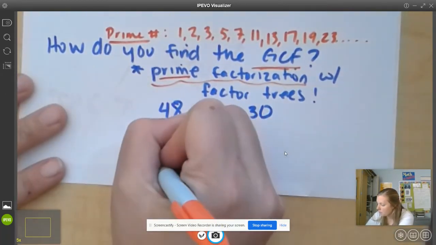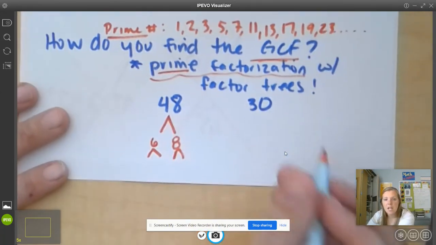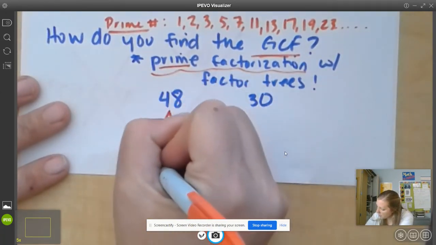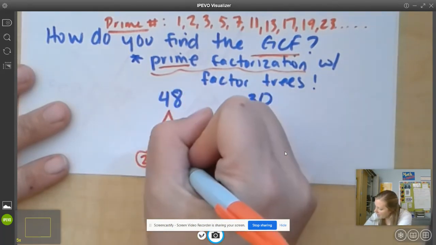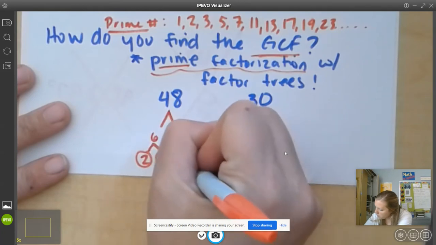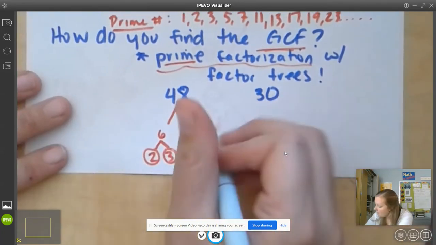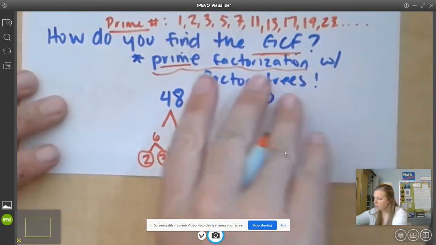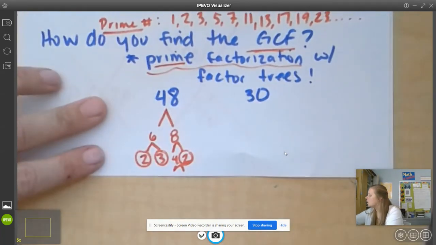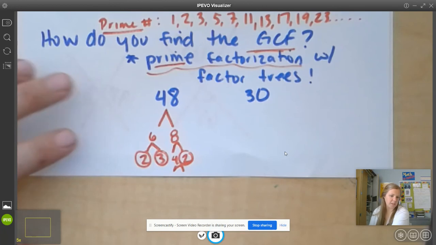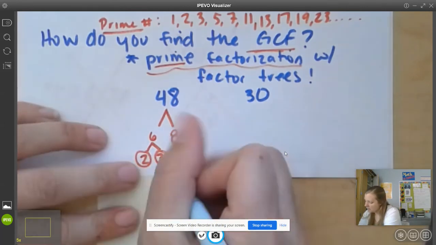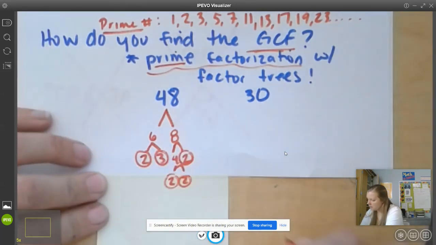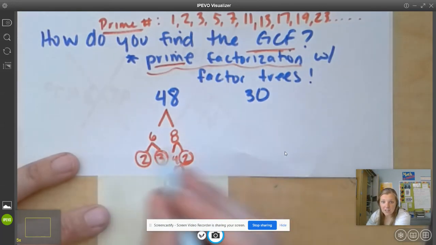But 6 and 8 are not prime, so we would need to break both of those down. 6 breaks down into 2 and 3, and I'm going to circle those because those are my prime numbers. And then 8 breaks down into 4 and 2. 2 is prime, 4 is not, so I have to break down 4. 4, I ran out of room, needed some paper. 4 breaks down into 2 and 2. So 48 has a lot of prime factors.